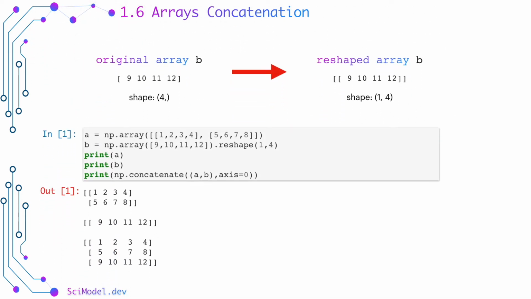To solve this problem, one of the arrays must be reshaped in a way to match the dimension in the other one. Therefore, in order to concatenate array B to array A, array B must be reshaped to a two-dimensional array having only a single row.